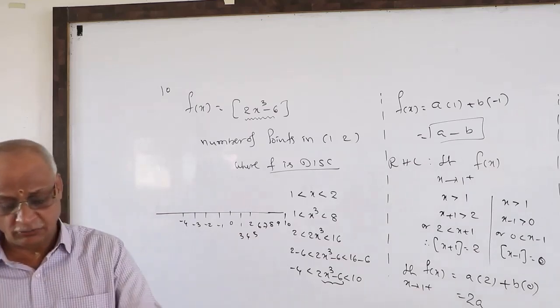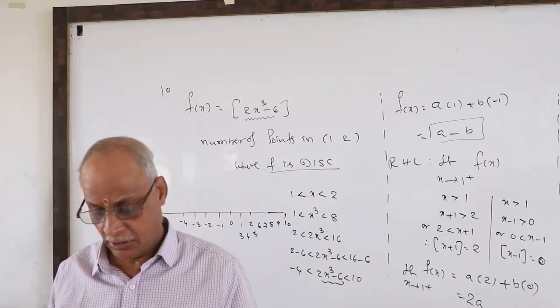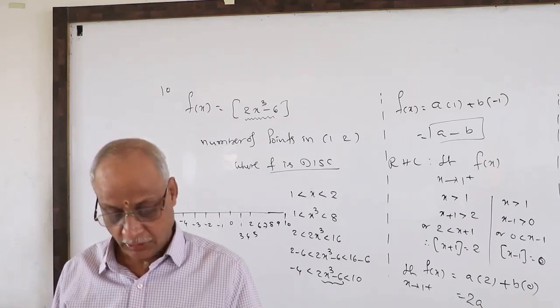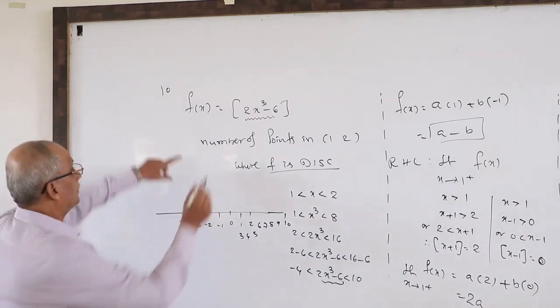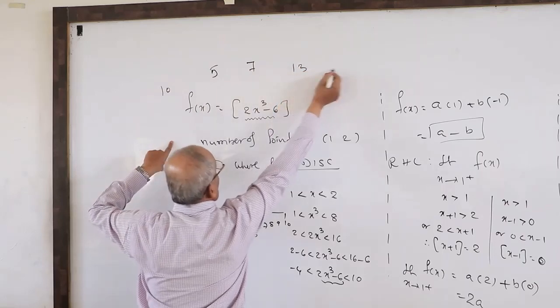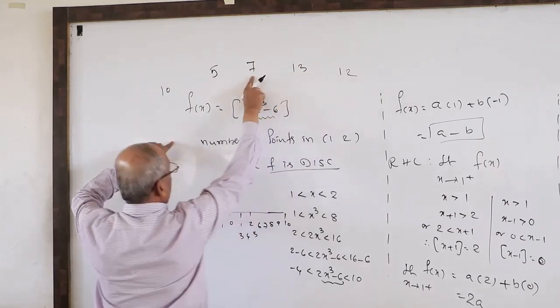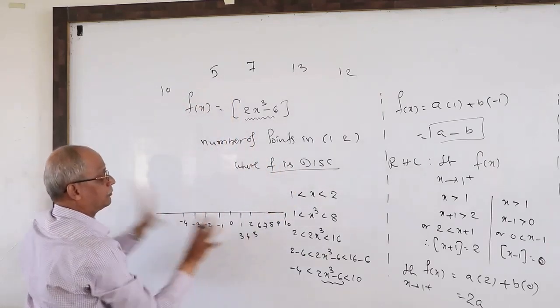What are the answers given here? I didn't write them down; I will give the options: A, B, C, D: 5, 7, 13, 12. The answer is C. These are the number of values of x for which the function is discontinuous. That number we need to count.